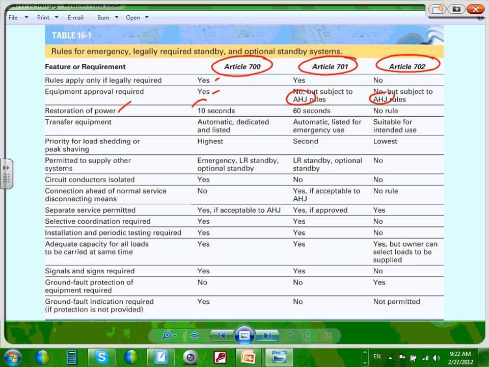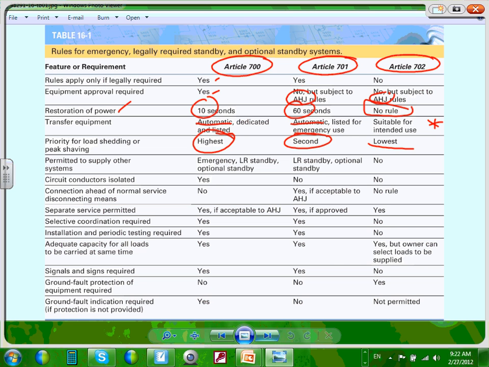Restoration of power, 10 seconds, 60 seconds, whenever. Can you see that? Transfer switch, yes, listed. Arrow, yes, listed, and suitable for the intended use. So it doesn't have to be listed. Priority for load, this is the highest priority, second and least, or lowest. Make sense? This is one of the best slides that compare the three systems together.